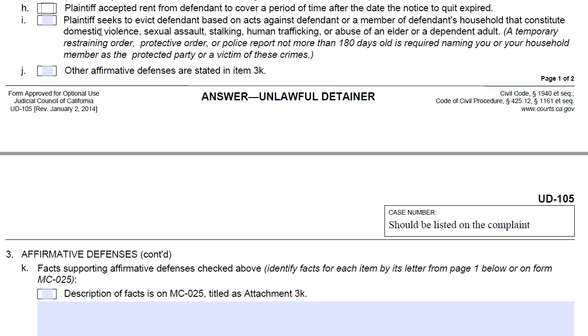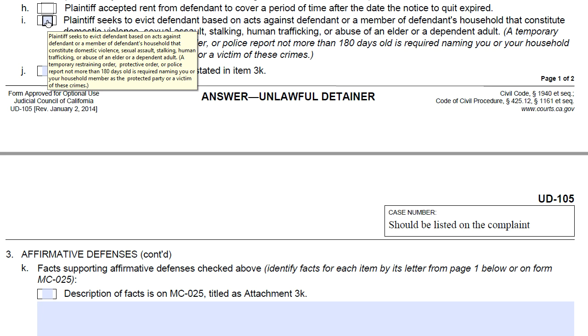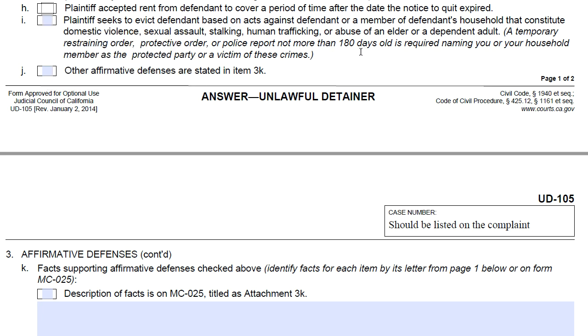And I is meant to protect victims of domestic violence, sexual assault, stalking, trafficking, or elder abuse. So if you are a victim of one of these, then you should not be evicted, and you can check that box. However, you will notice that you will need to prove that you have at least a temporary restraining order, a full protective order, or a police report explaining what happened.